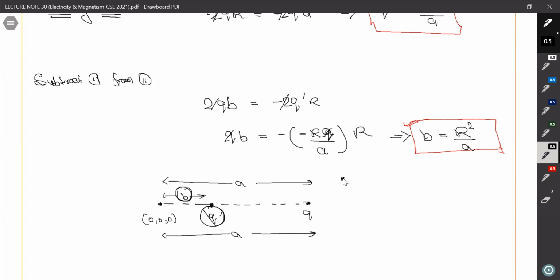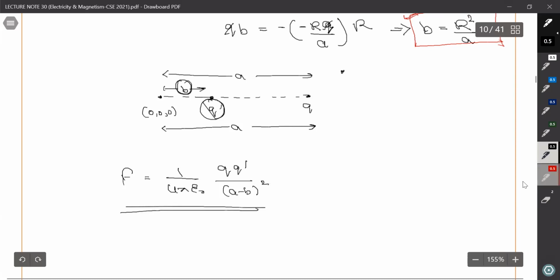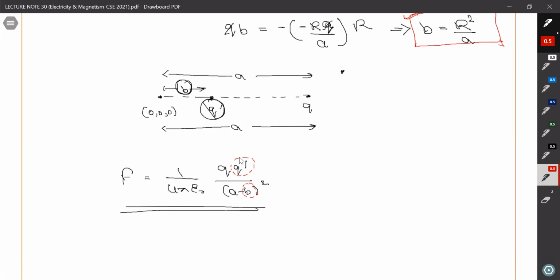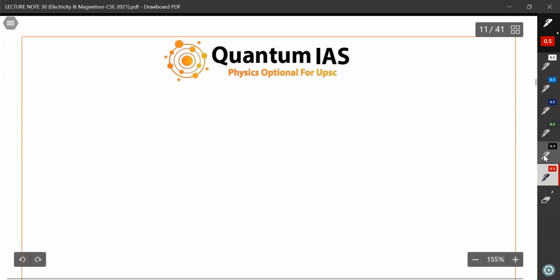Now how can we calculate the force? So force between them will be simply equals to 1 upon 4 pi epsilon naught Q dash Q upon A minus B whole square. You know the value of B, you know the value of Q dash, just put it here, you will get the answer. Q, A, all are given already. So this is a very easy method to use, but again, be careful while using this method. Sometimes it doesn't give the result.